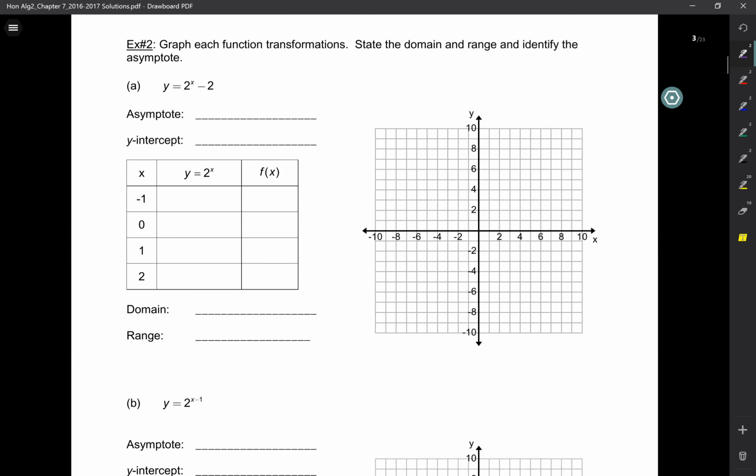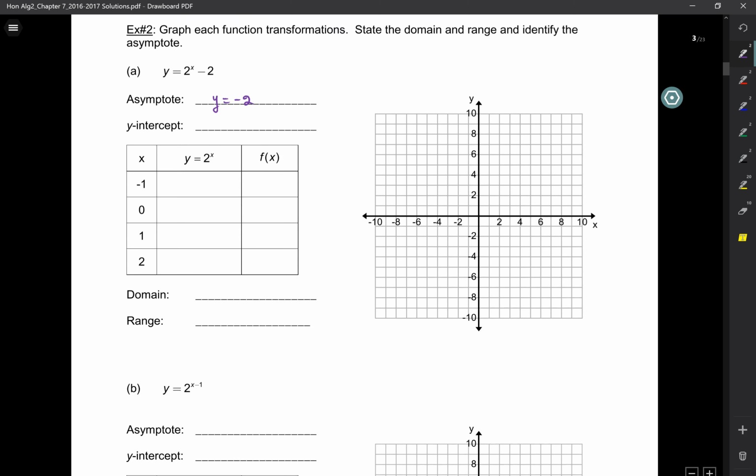All right, let's graph these then. Now we have not 2 to the x, but 2 to the x minus 2. So what does that minus 2 do? Everything is going to move down. The graph will move down. The asymptote will move down. So what's the asymptote now? Y equals -2. If you just say -2, it's no credit. Okay? -2 is a point. The asymptote is a line. Y-intercept, f of 0 is 2 to the 0 minus 2, which is -1, right?